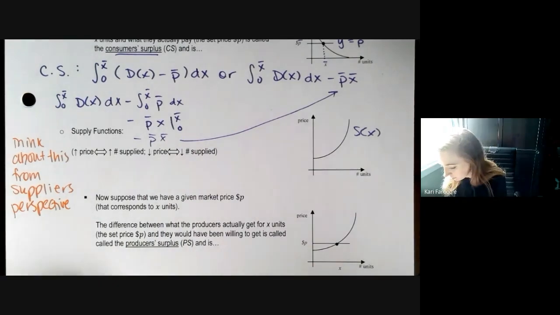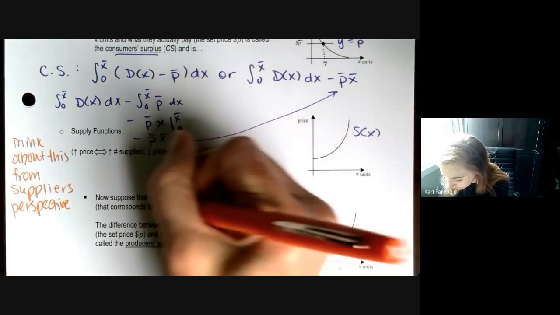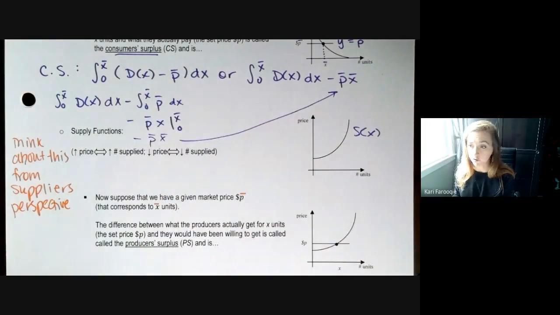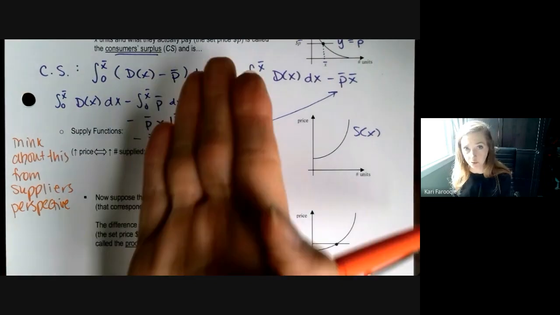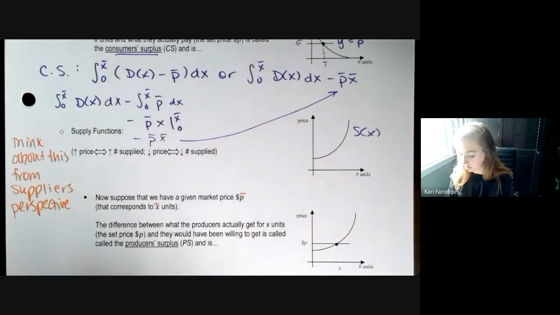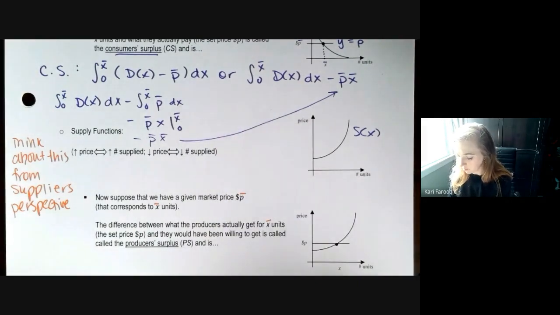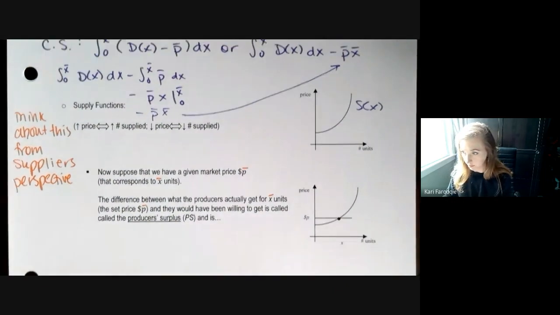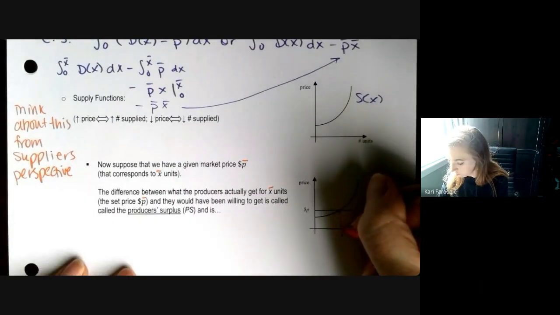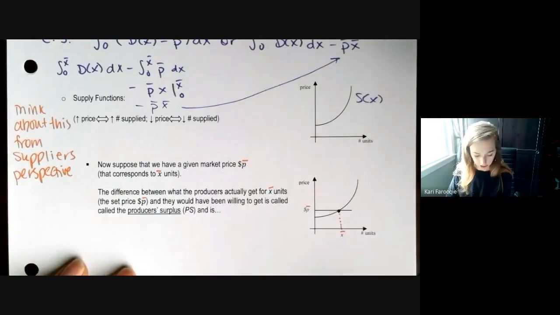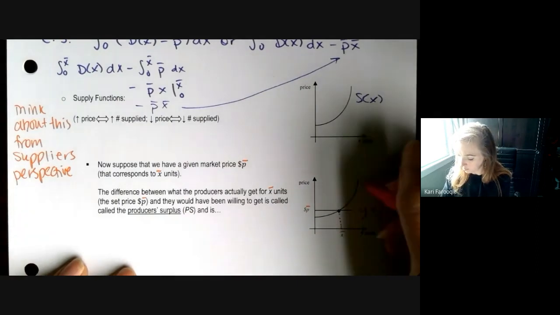Again, something similar here with the X bar and the P bar. In this case, the market price P bar is the same as it was in the previous consumer surplus definition, and X bar units is just the number of units that corresponds to that market price. The difference between what the producers actually get for X bar units and what they would have been willing to get is called the producer surplus. Don't forget your P bar. These two correspond to each other, X bar, P bar, where Y is just the value of P bar.